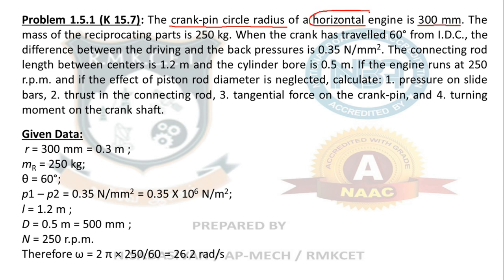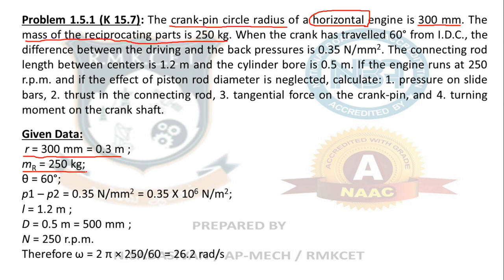So we don't have to add or subtract the weight of the parts in the Fp formula. That's why you have to look whether the engine is horizontal or vertical. It is a horizontal engine, so the plus or minus WR will not come in the formula. So 300 mm, crank pin radius, is 0.3 meter. Mass of the reciprocating parts is 250 kilogram.